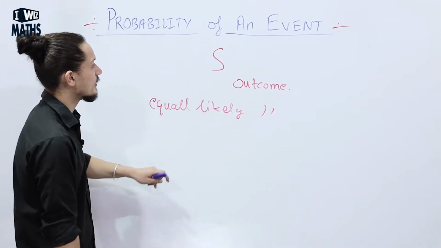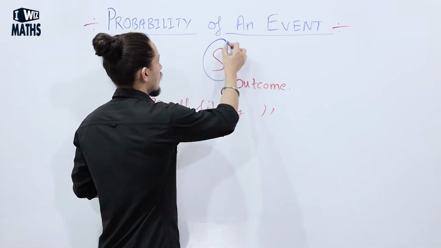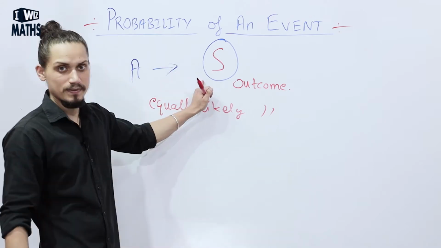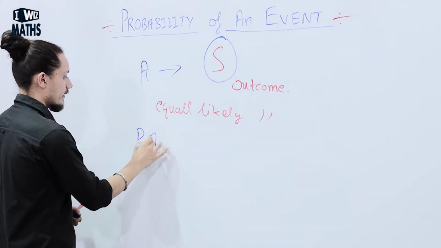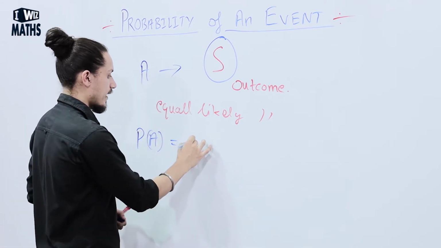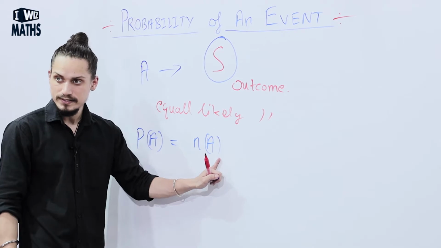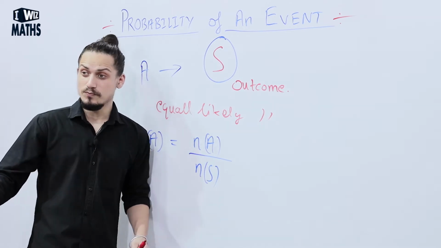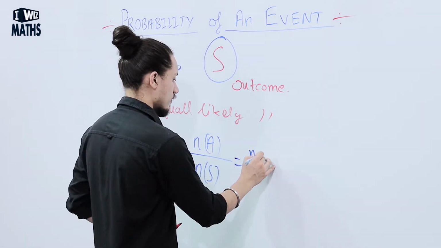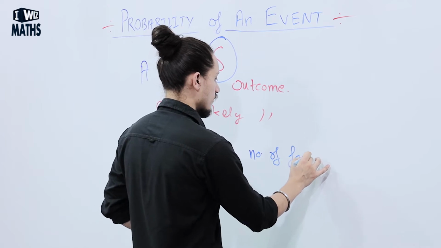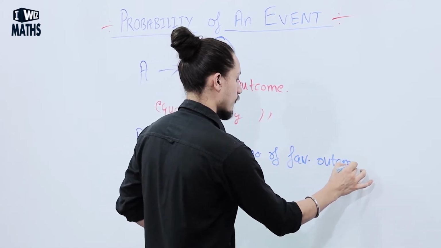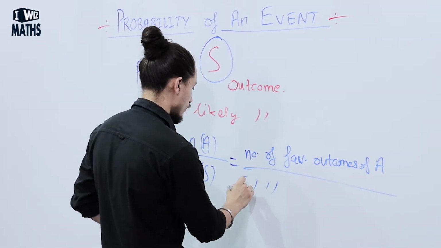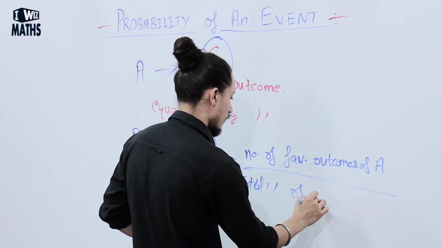Now consider a sample space S which has equally likely outcomes and an event A associated with this sample space. Then the probability of event A is given as n(A), which means the number of elements in A, divided by the number of elements in the sample space, or in your textbook it is mostly written as the number of favorable outcomes of A divided by the total number of outcomes.